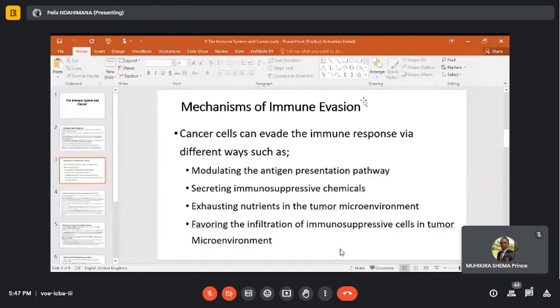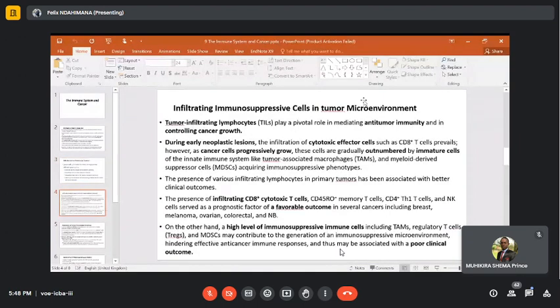Some others also have a strategy of favoring the infiltration of immunosuppressive cells in the tumor microenvironment. They are calling in some immunosuppressive cells, like these T regulatory cells. These are immune cells, yes, but they are immunosuppressive. They tell the immune system that there's no problem here. We don't need to act. So this is another strategy that tumor cells can use. To begin with, we can start with this infiltration of immunosuppressive cells in the tumor microenvironment.